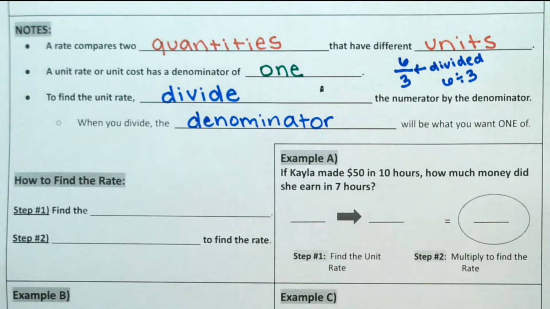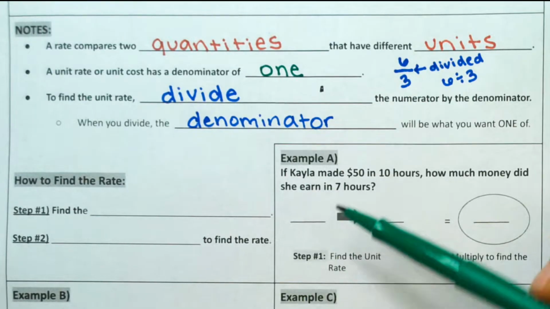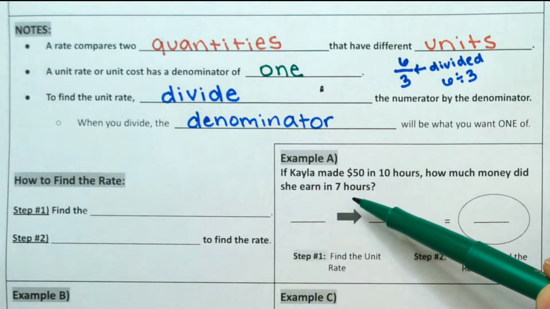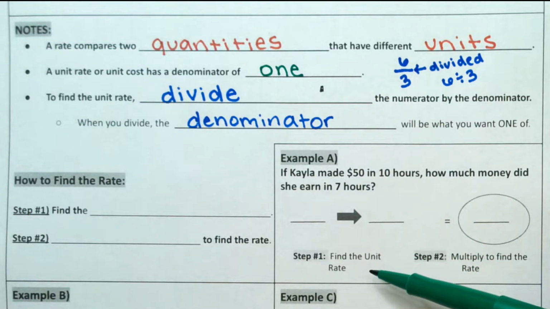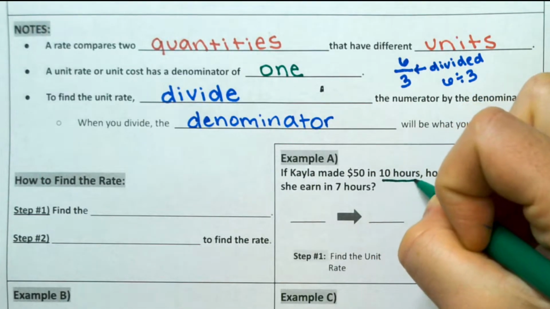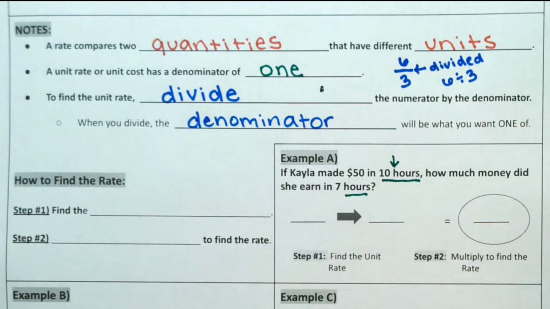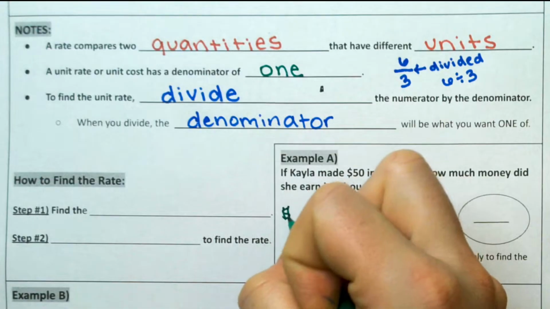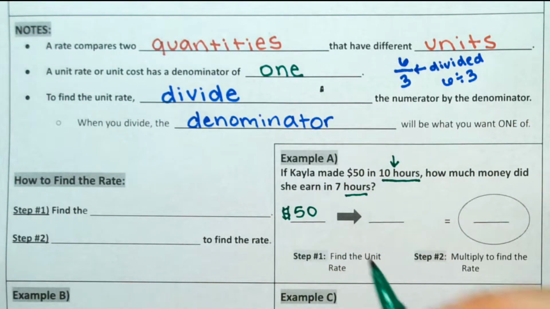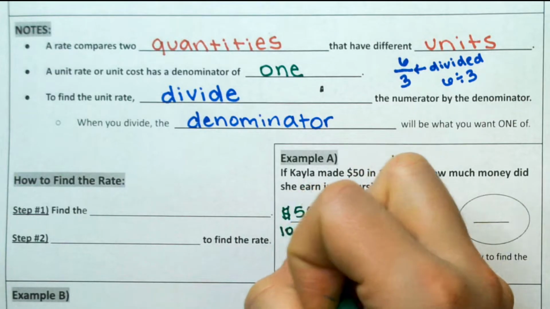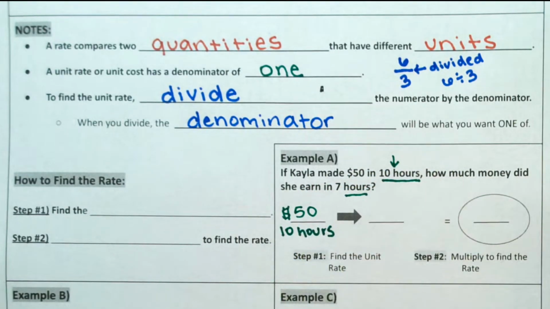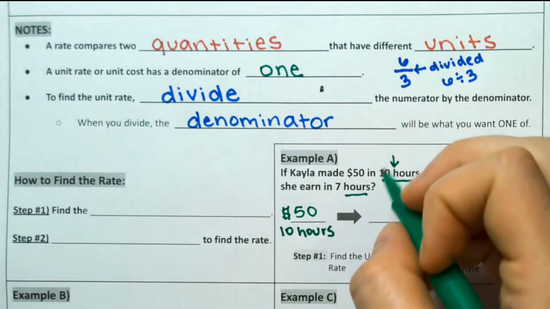Example A says, if Kayla made $50 in 10 hours, how much did she earn in 7 hours? So before we can figure out how much she earned in 7 hours, we need to first find our unit rate and figure out how much she earned in 1 hour. So to do that, hours, or what the problem is asking for, will be our denominator when we divide. So we're going to set up our problem as $50, make sure you're writing with me, divided by 10 hours. And then that will give us our unit rate.